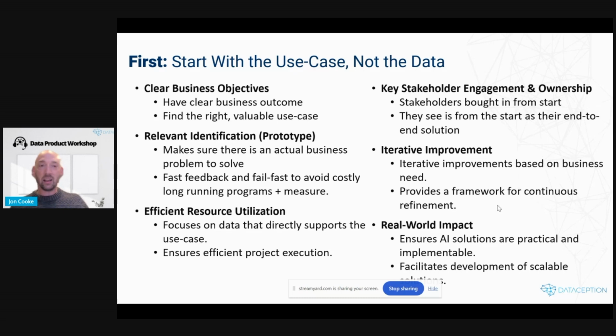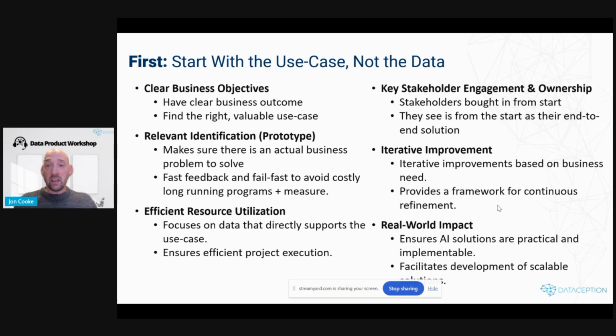And with the use case, we need to have clear business objectives. Is it the right use case to move on? Is it the relevant use case? Can we prototype it? Does it actually solve a business problem? Can we have a bunch of people in the organization who actually help do this? Does it map to the actual business use case that we want to do?